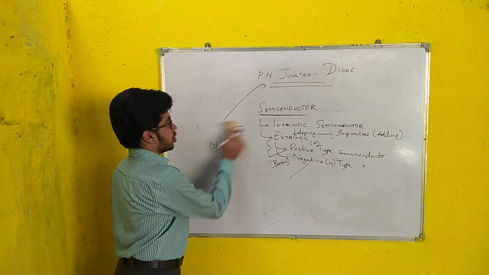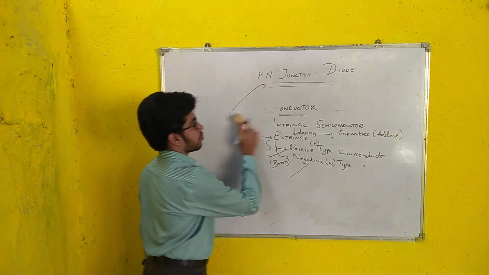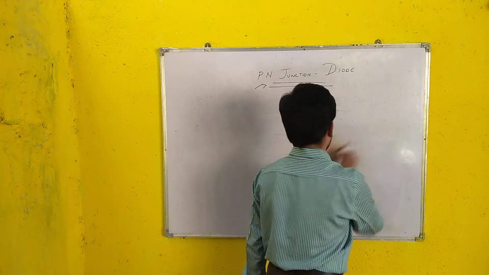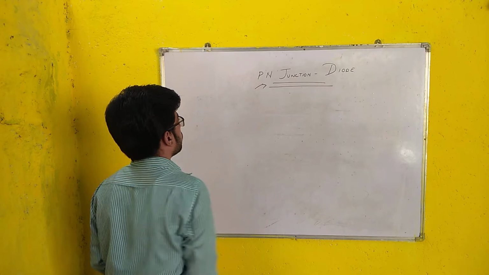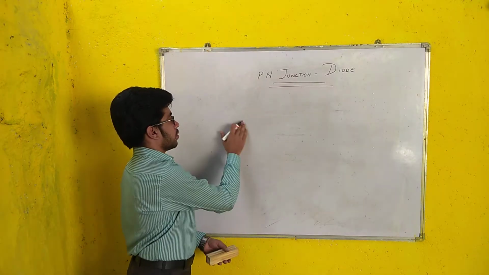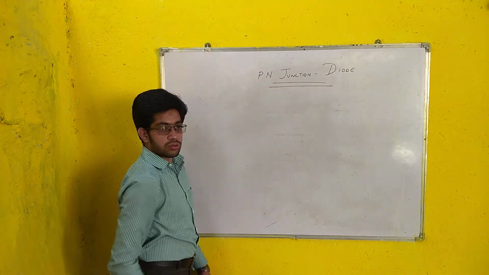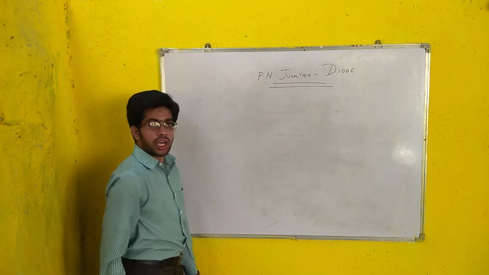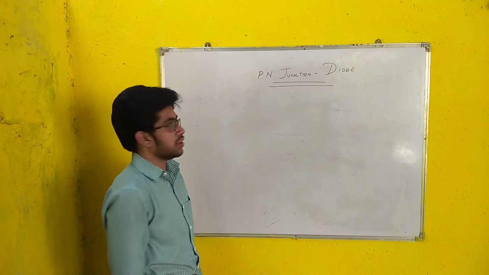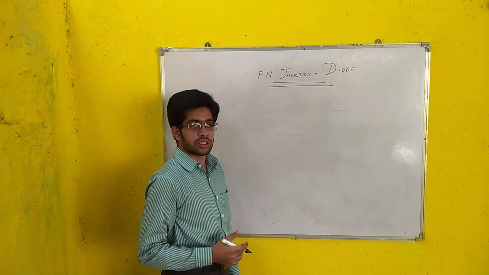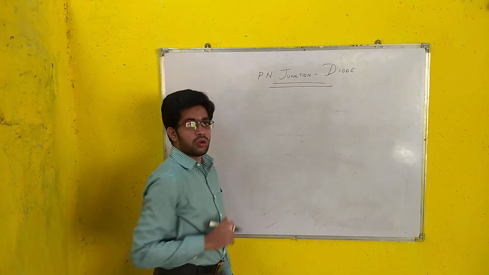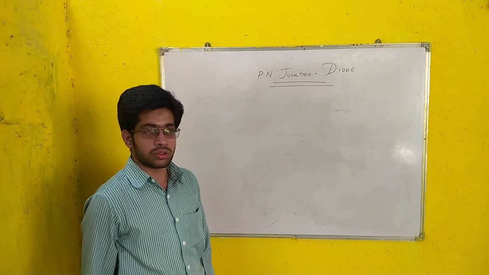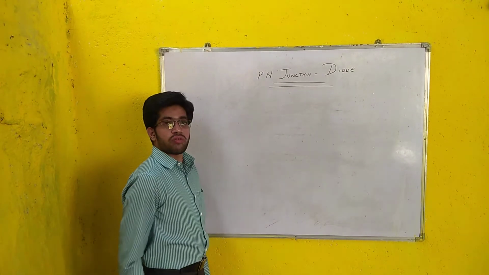Now we'll study the operation of the diode. What is a PN junction? What is a diode? As you already know, the combination of P and N type is also referred to as a diode, and the junction separating the two is the PN junction. So, what does a diode do basically? A diode allows the flow of current only in one direction.